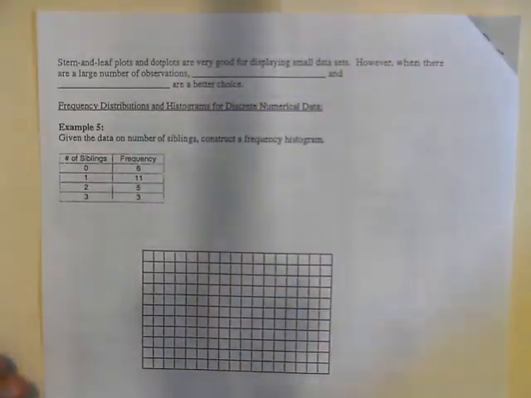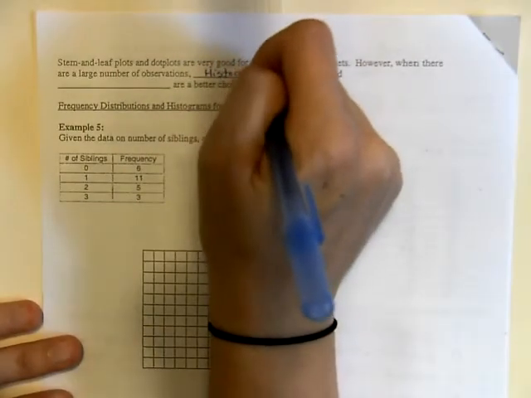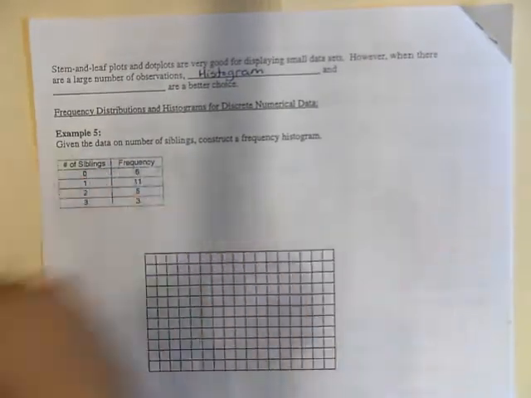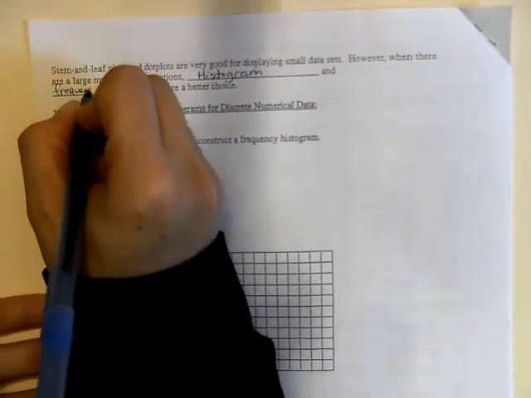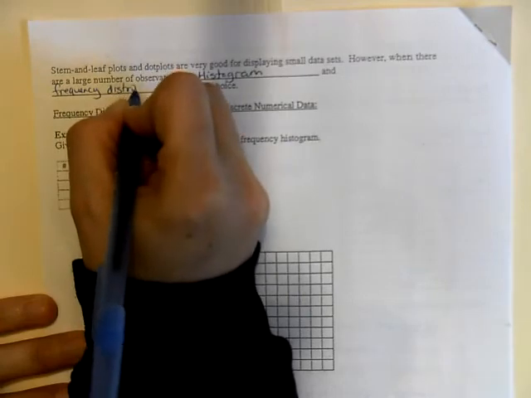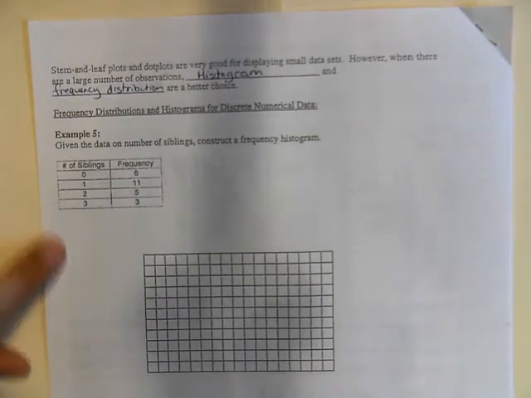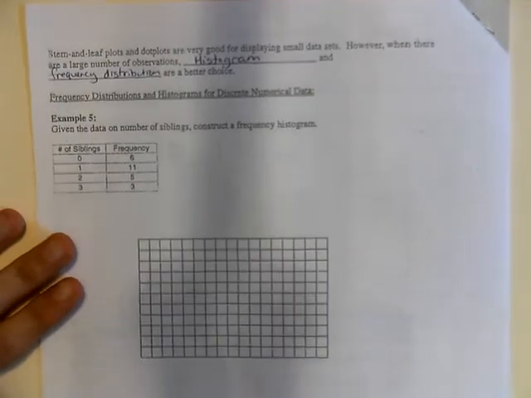Okay, and the last thing we need to talk about, stem and leaf plots are nice and dot plots are nice if you have small data sets. Sometimes we have a larger number of observations. So you'll see we'll use a histogram. And honestly, you're not going to make a lot of histograms. You're probably going to read them more. And sometimes along with those, you'll see a frequency distribution. So here we're going to look at the number of siblings and the frequency that they have. So construct a frequency histogram.